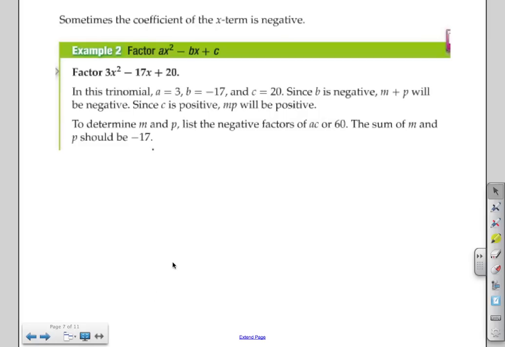Okay, sometimes the coefficient of the x term is negative. Here we have ax squared minus bx plus c, okay? Basically, the same things are going to happen. In this trinomial, you'll notice that a equals 3, b equals negative 17, and c equals 20. So since b is negative, m plus p is going to have to be a negative answer, right? And since c is positive, m times p will have to be positive. So we know how to figure that.